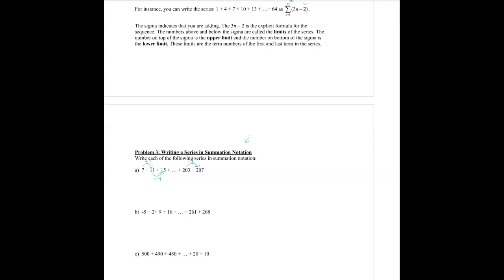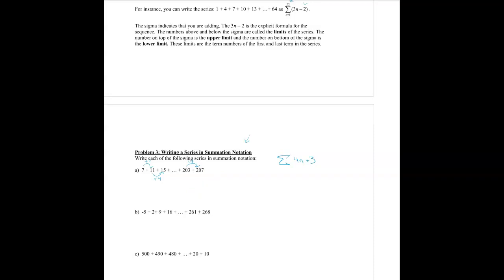Alright, so I'm going to go ahead and set up my summation notation over here. I need to write my explicit formula. Well, my explicit formula is definitely going to involve 4 times n, since I'm just adding over and over and over again. But then if I plug in a sub 1, I want to get 4 times 1, but I don't want a sub 1 to be 4, I want a sub 1 to be 7. So 4 plus 3 would get me 7, so I need to add 3 to that formula.